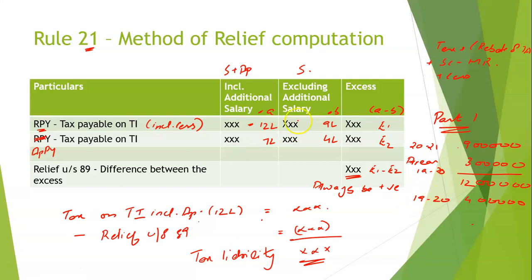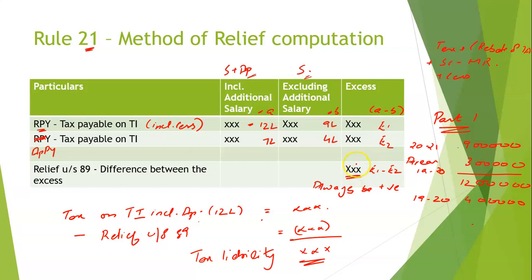So yeah, I'll quickly sum up. All that you have to do is find two different kinds of taxes for 2 different years. One tax is tax on salary plus advance payment, and the other tax is tax just on the salary. Find the excess of tax on salary plus advance payment over tax on normal salary for both those years, and eventually find the excess of the first previous year's excess over the advance payment previous year's excess, and that will be your relief. So this is part 1 computation.